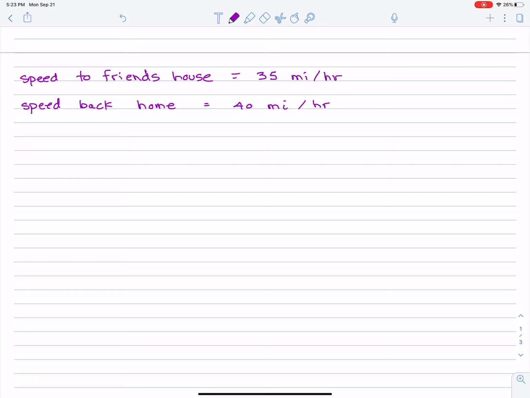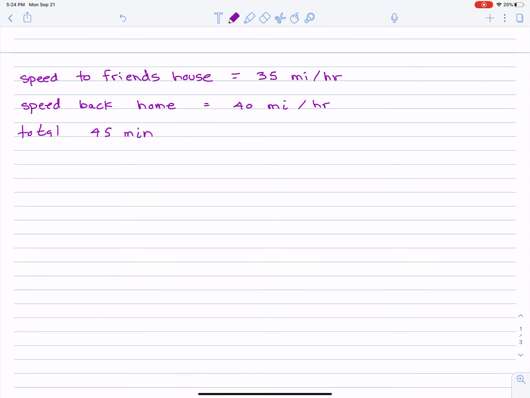Okay, so let's see what we got here. We have the speed that it takes for this person to go to her friend's house, and they're traveling at a speed of 35 miles per hour. And then on the way back, she's traveling at 45 miles per hour. And we know that the total time that it takes is 45 minutes.